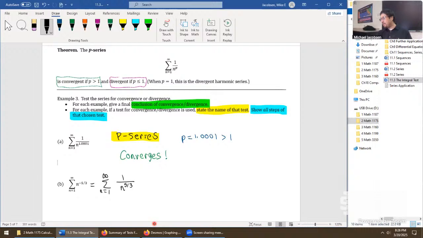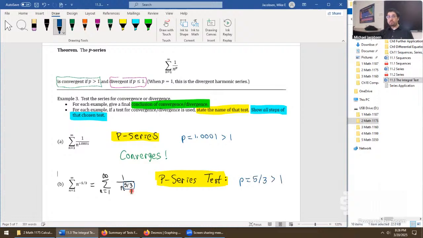So let's say P series test. So now we just said it, the full name of this test. We have to show the steps, and the steps are find the power. Here it is. P is 5/3. 5/3 is greater than 1. So now we give our conclusion. Converges again.